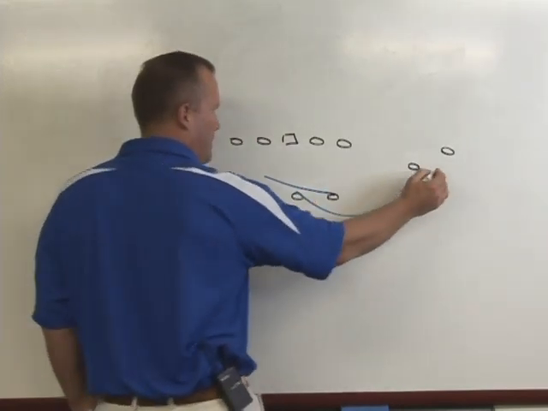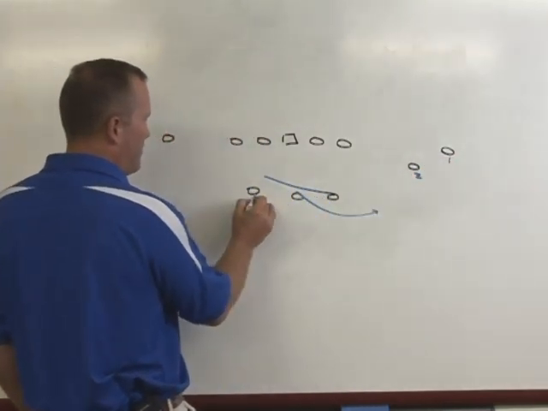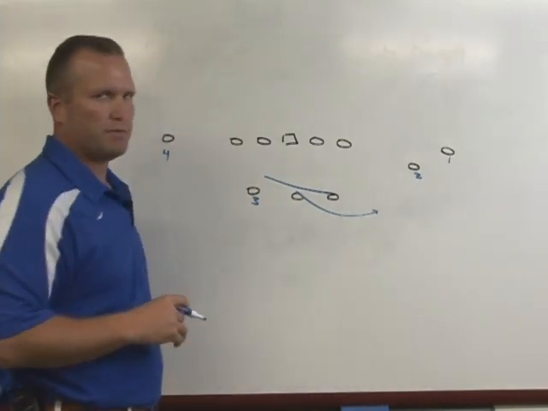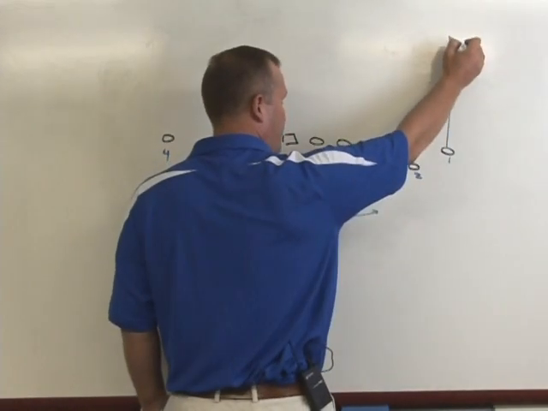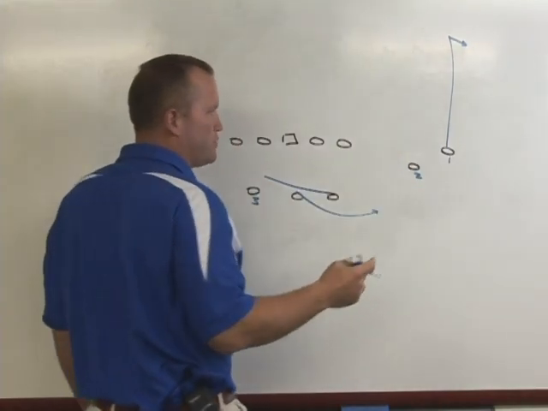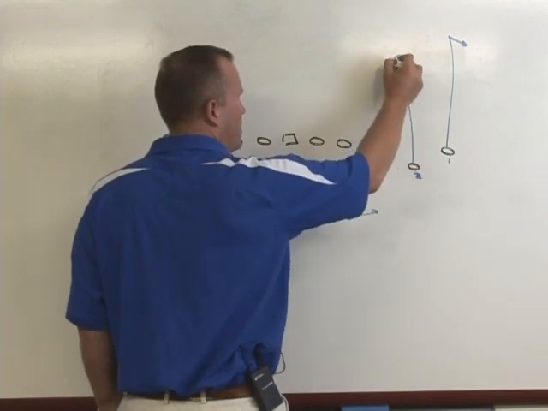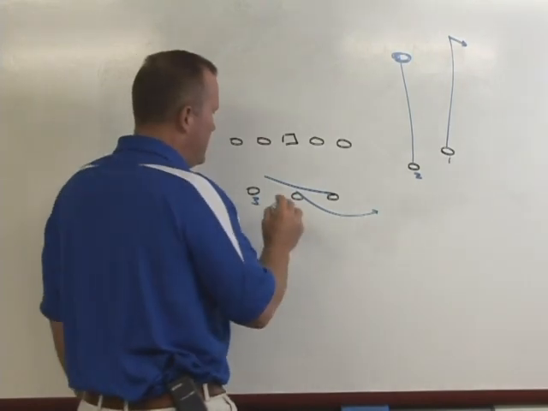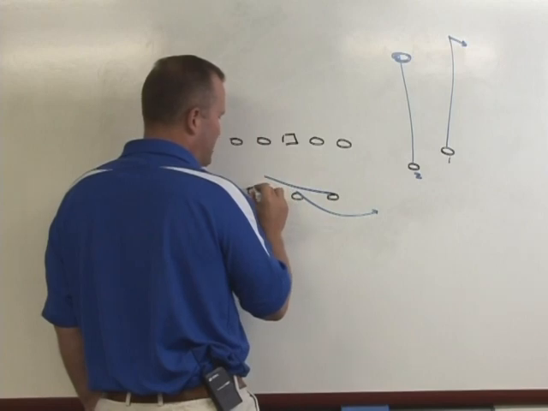If we renumber our receivers, there's number 1, there's number 2. Now this guy becomes number 3, and he becomes number 4. We want 2 and 3 to switch responsibilities in our package. Number 1 is on the comeback. Number 2 has always been in the flat, but now we're telling him you're going to switch responsibilities with number 3, so that's going to put number 2 on the hole route. So he'll run a seam route with the option to settle down in that hole. Number 3 now becomes the flat effector.